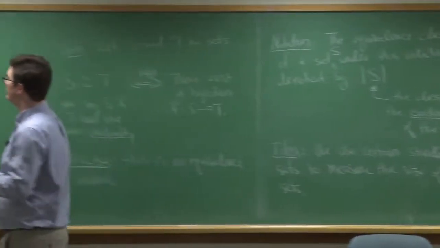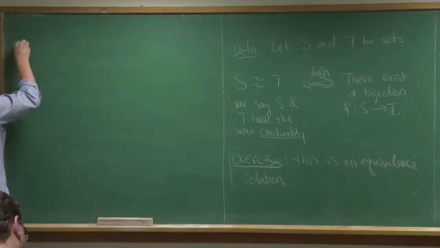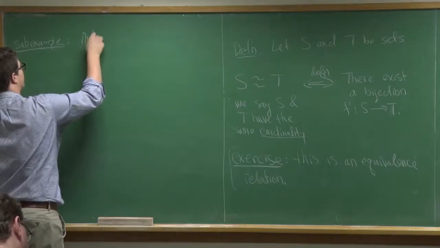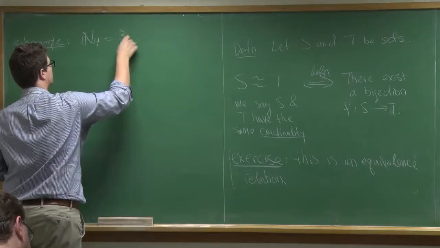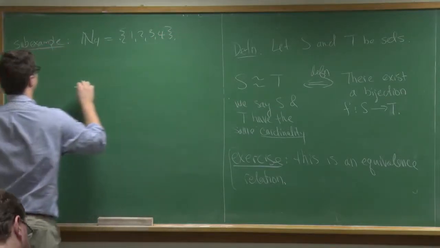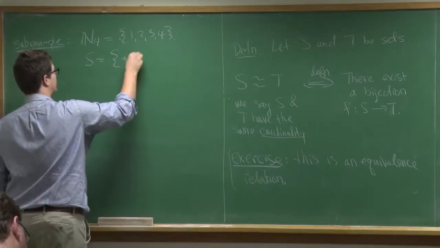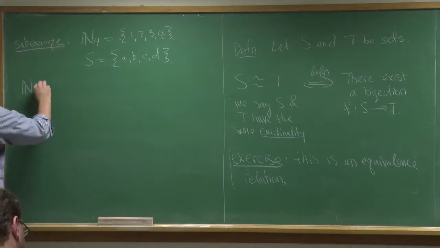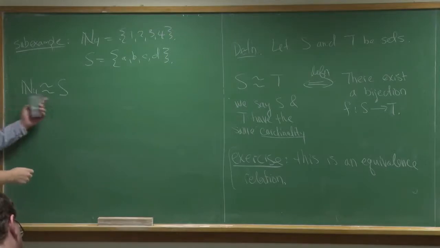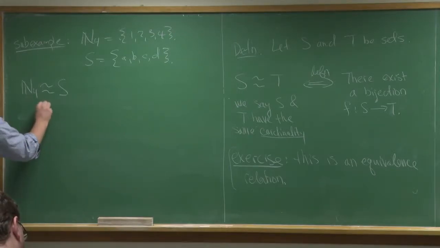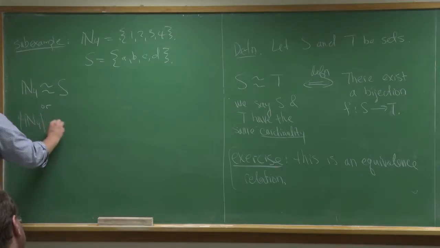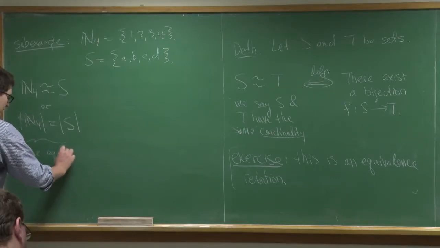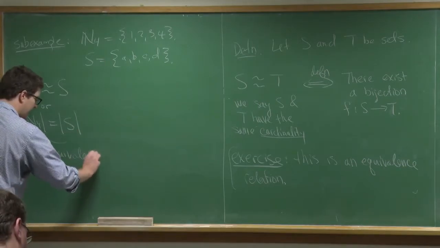Okay, so let me give you an example, a kind of sub-example. n sub 4 here is just 1, 2, 3, 4, and S could be the set A, B, C, D. This 4-element set is similar to this set here. They're equinumerous, or they have the same cardinality. Or we say this thing is equal to this thing, so they have the same equivalence class, because they have the same number of elements.